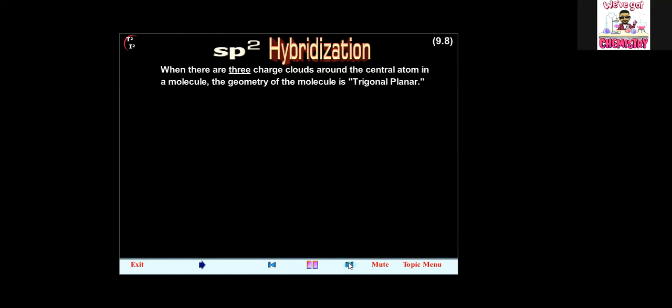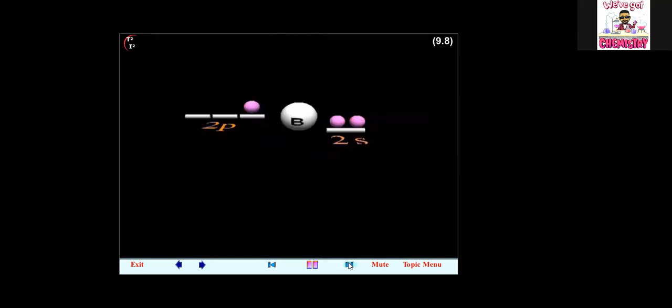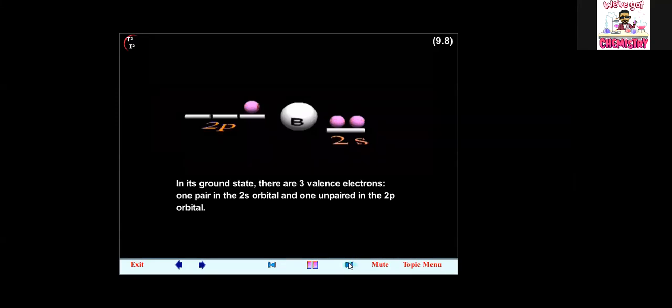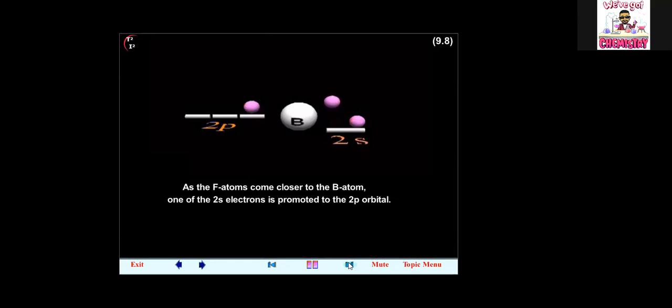When there are 3 charge clouds around the central atom in a molecule, the geometry of the molecule is trigonal planar. For example, in boron trifluoride, the orbital diagram for the valence electrons in the boron atom is: in its ground state, there are 3 valence electrons, 1 pair in the 2s orbital and 1 unpaired in the 2p orbital. As the fluorine atoms come closer to the boron atom, one of the 2s electrons is promoted to the 2p orbital.